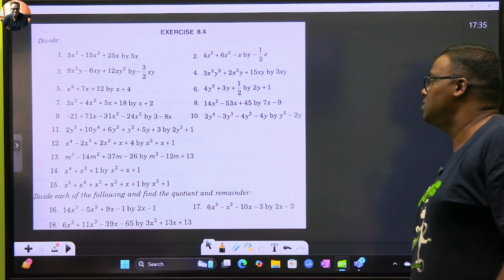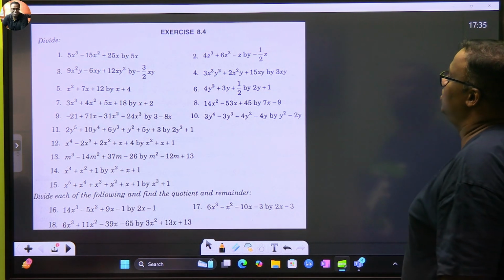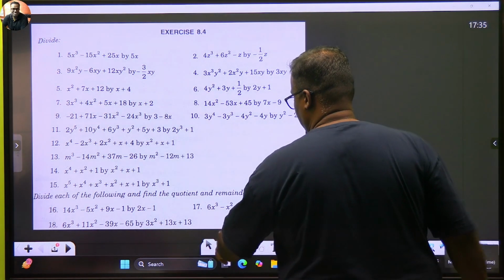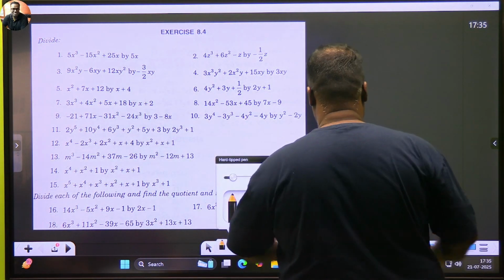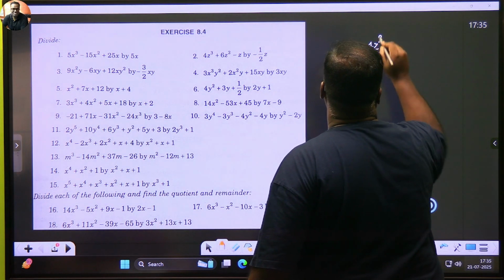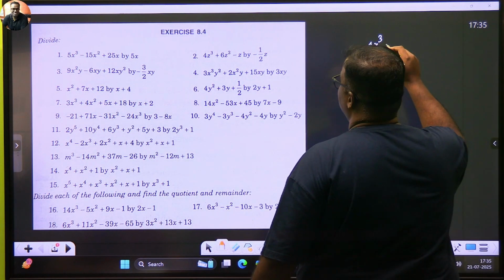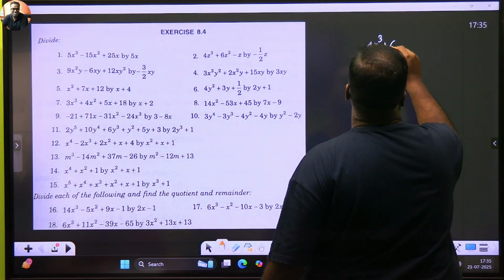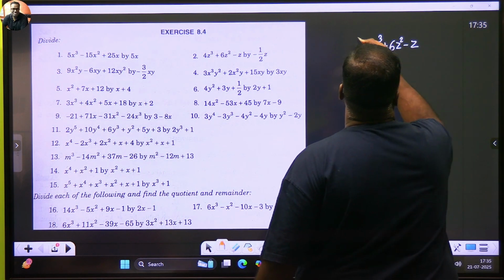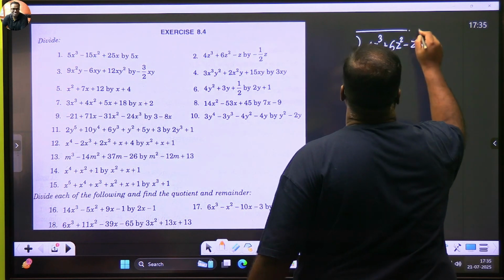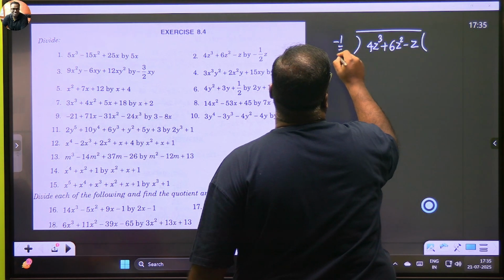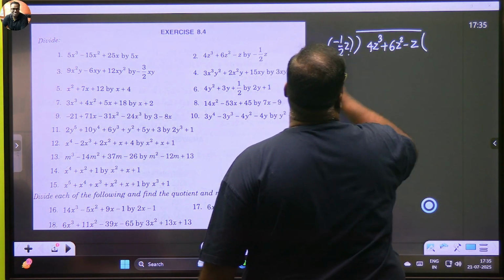Second question, I can explain it. Tell me, what is the second question? 4z cube, okay, hang on. 4z cube. Okay, writing after so many days, it's a different experience. Plus 6z square, minus z, divided by negative 1 by 2 z. Okay, nothing to be worried about here.